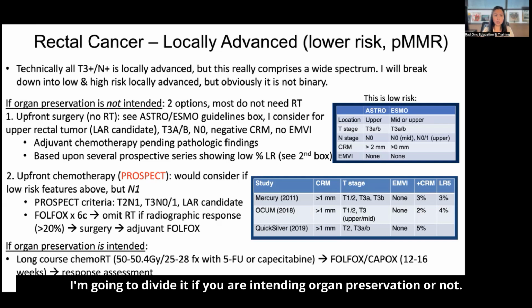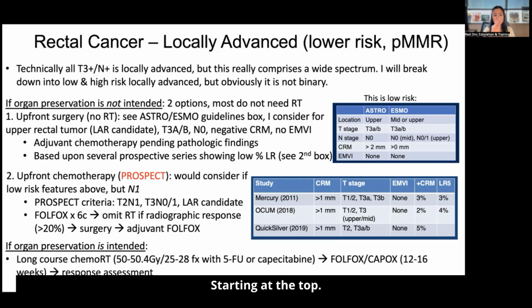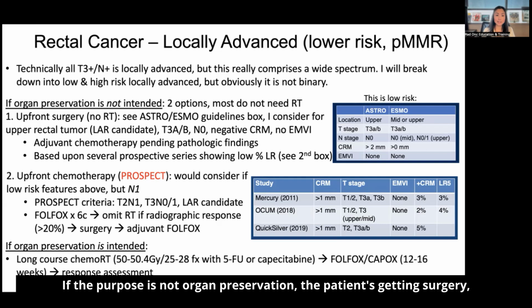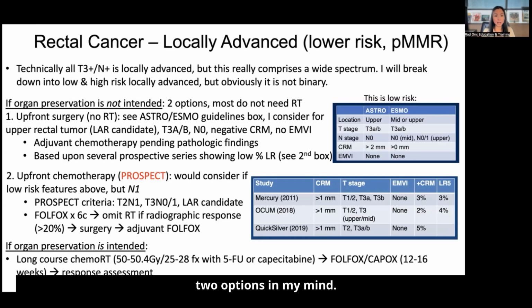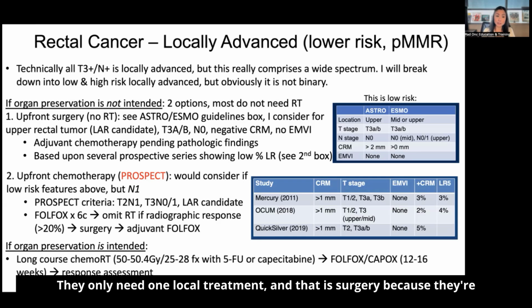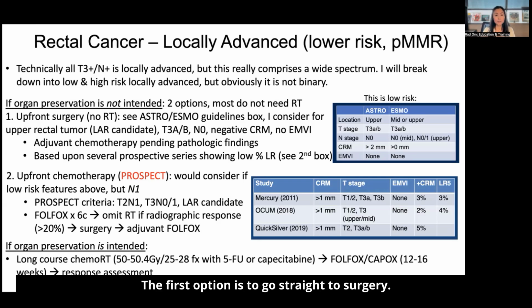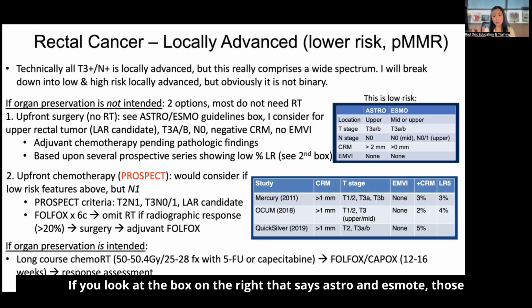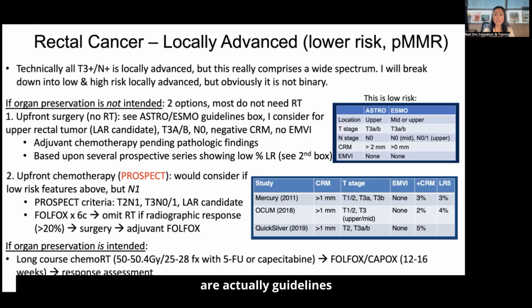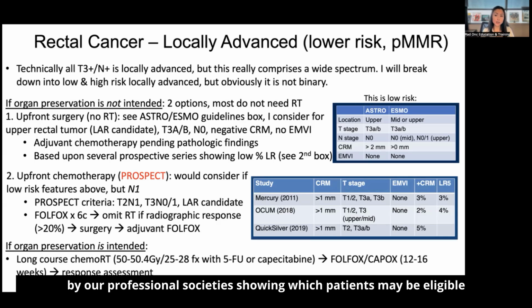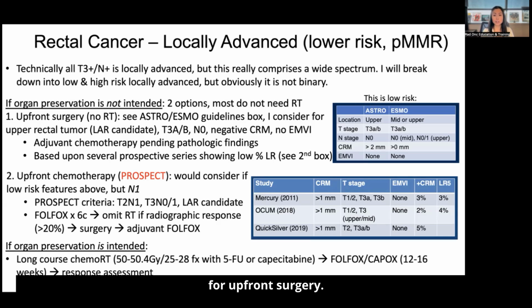That's this slide. I'm going to divide it by whether you are intending organ preservation or not. Starting at the top, if the purpose is not organ preservation, the patient's getting surgery, there are really two options in my mind, and the majority of these patients do not need radiation. They only need one local treatment, and that is surgery, because they're going to get surgery. So the first option is to go straight to surgery, nothing preoperative, nothing neoadjuvant. If you look at the box on the right that says ASTRO and ESMO, those are actually guidelines by our professional societies showing which patients may be eligible for upfront surgery.